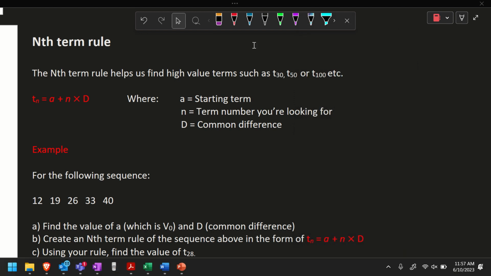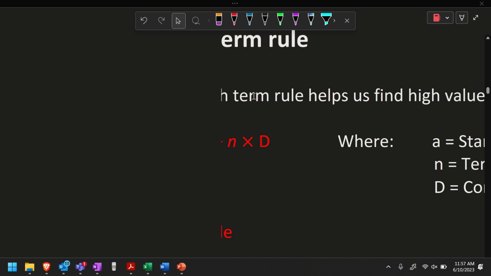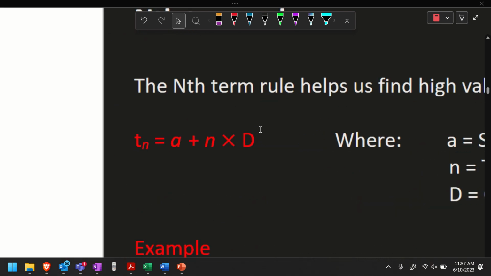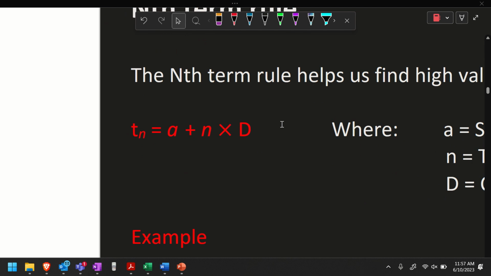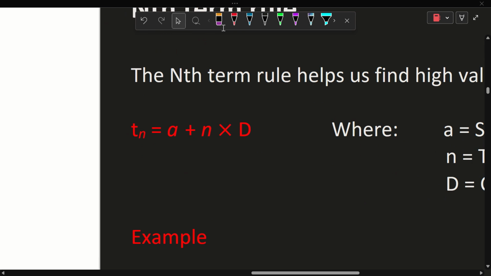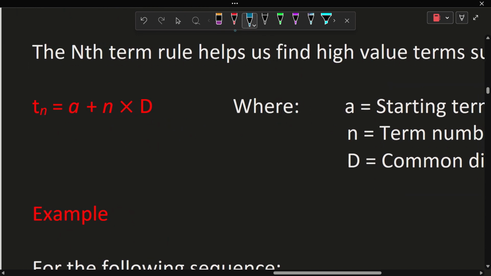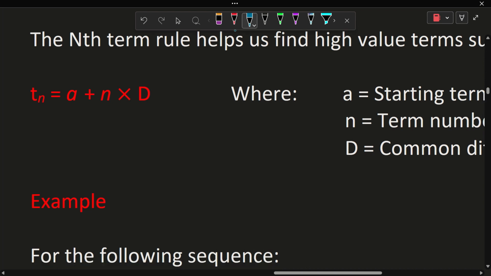That's why we use this rule. Okay, this very, very special rule, which is basically Tn equals A plus N times D. That's all it is. So basically what this is saying is the value of Tn is equal to A, which is the starting term, plus N times D, which is the term that you're looking for times the common difference. Okay, that's all it's saying. So these are things that you've already learnt about. You're just adding one extra letter, which is the term that you're after.